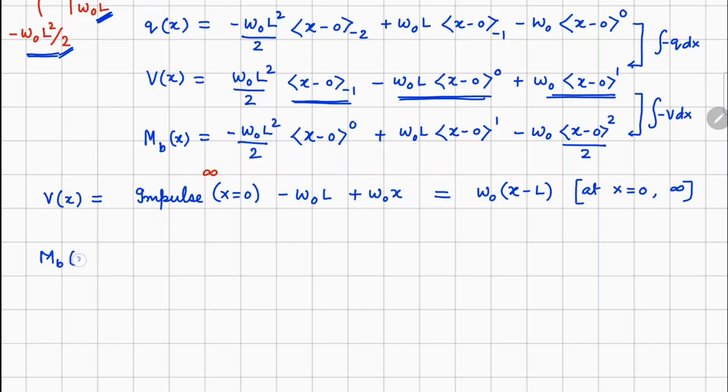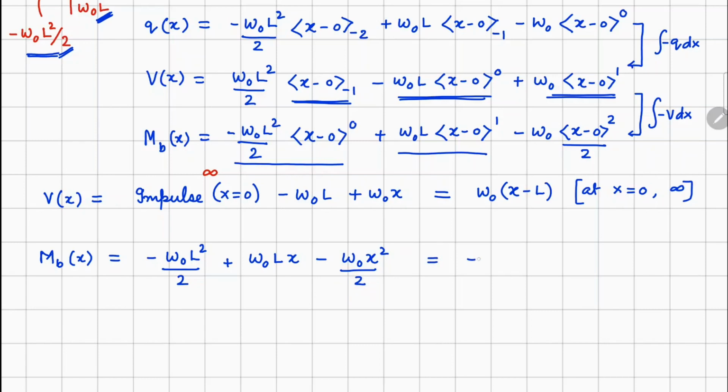Similarly, if you evaluate your M(x), this function right here will give us minus W naught L square divided by 2, x minus 0 to the power 0 will give you 1. From here we will get W naught L, x minus 0 to the power 1 will give you x, minus W naught, x minus 0 square will give you x square divided by 2. Now I can simplify this. If I take minus W naught by 2 common, inside we get (x minus L) whole square. So basically we have got these two functions which we need to plot.